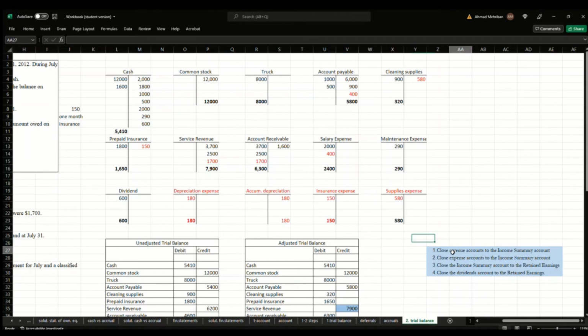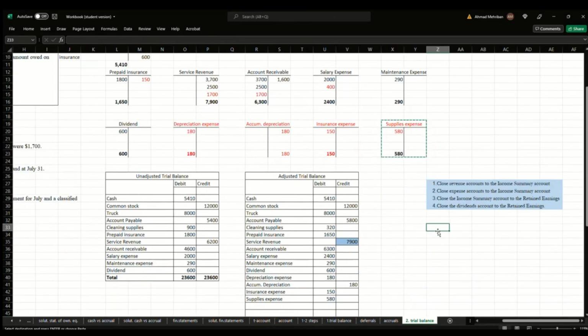It says close revenue accounts to income summary account. Now we don't have an income summary yet, so all I have to do is create one. I'll just use a template, clean this one, and this is going to be our income summary account, and I will enter all of this information in here.